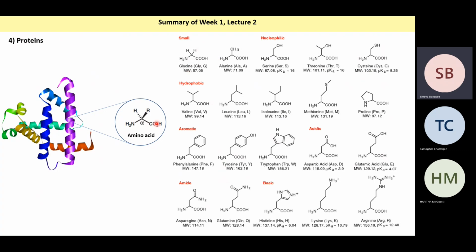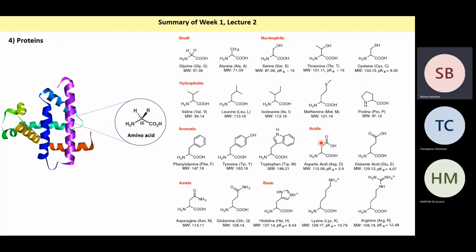And this R group can be very small, like just one hydrogen or one CH3, or it can be nucleophilic. That means it is an OH which has a lone pair, or an SH which also has a lone pair. This R group can also be hydrophobic, like different alkyl groups. Proline is the only cyclic amino acid. The R group can also be aromatic, like a phenyl ring, an indole ring.